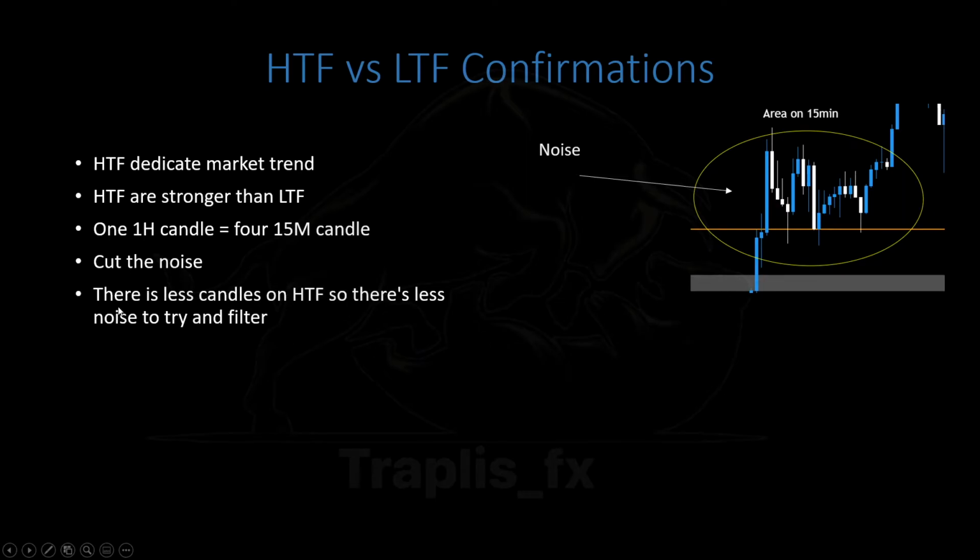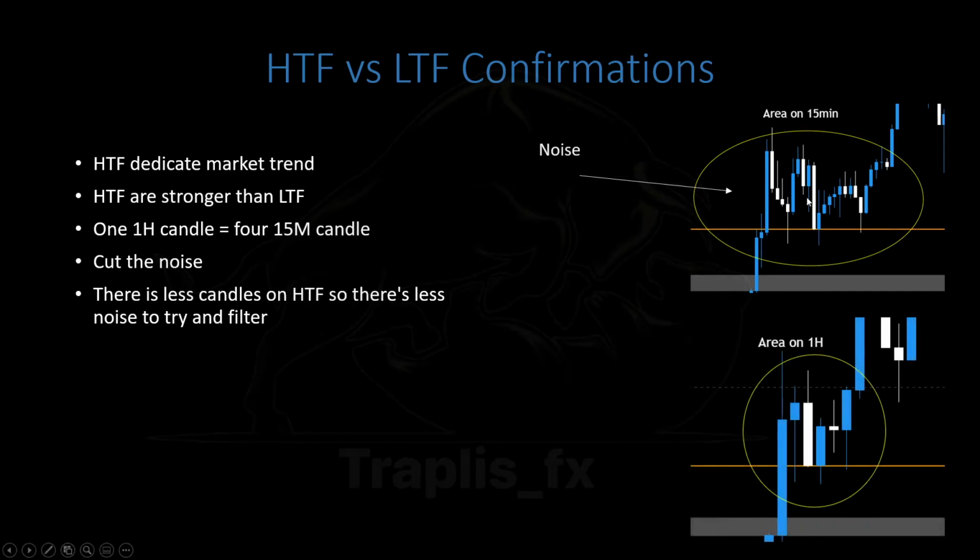There are fewer candles on the higher time frame, so there is less noise to try and filter. I don't want to look at this and think, okay, there's too many candles, there's resistance, resistance, resistance, resistance. I don't want to be looking at this. I want higher time frames with just one resistance or support level. So when you look at the same area on a 1 hour, you can see 1, 2, 3, 4, 5, 6, all these 6 candles, and I can already say I have a support right here, resistance right there. I can see that.